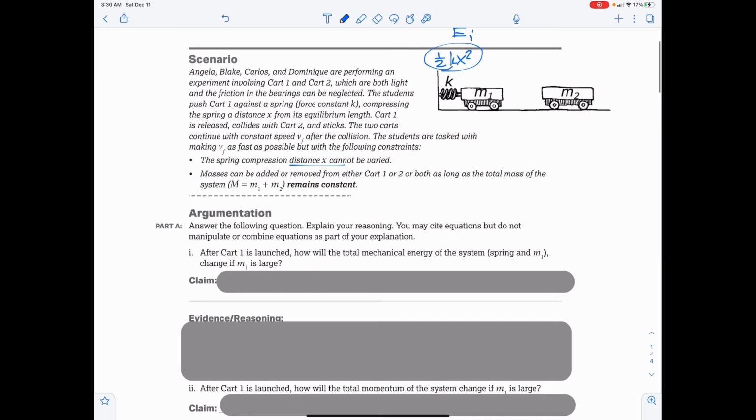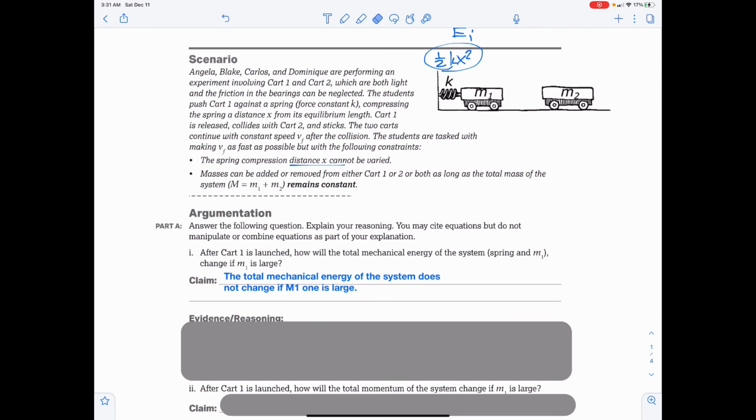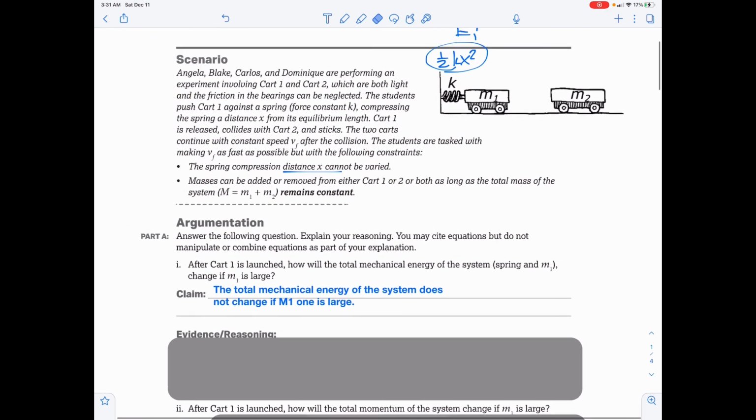Part A, answer the following questions. Explain your reasoning. You may cite equations, but do not manipulate or combine equations as part of your explanation. So after cart 1 is launched, how will the total mechanical energy of the system, spring and M1, change if M1 is large? The total mechanical energy does not change if M1 is large.